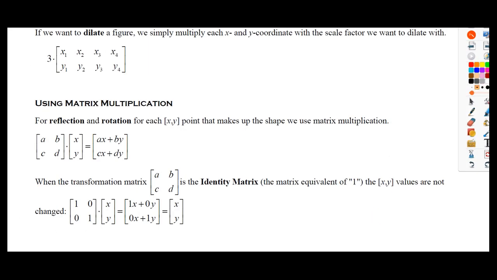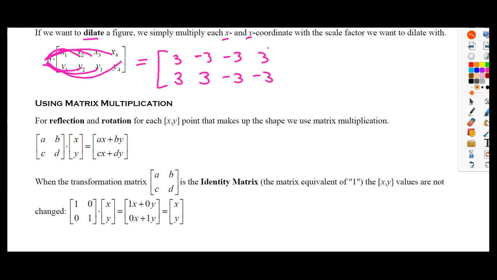On the other hand, if we want to dilate a figure, or make it bigger or make it smaller, we simply multiply each x and y coordinate by the scale factor that we want to dilate with. So for example, in this case it is 3. We multiply 3 to each one of these x's and the y's. So in the case of 1, 1, negative 1, 1, negative 1, negative 1, and 1, negative 1, just multiplying 3 to each would give us 3 and 3 for the first point, negative 3 and 3 for the second point, negative 3 and negative 3, and positive 3, negative 3 for the last point.